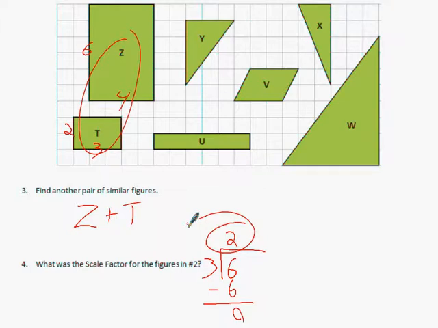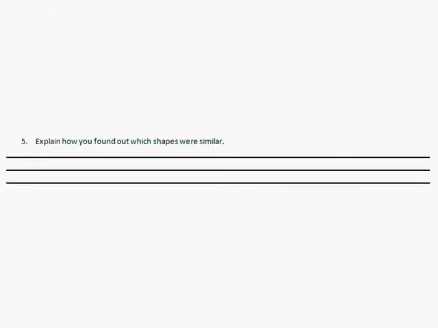All right. Explain how you found out which shapes were similar. Well, you look for shapes of the same shape but different size. For shapes that are the same but different sizes. Okay, that's all there is to looking for similar shapes.